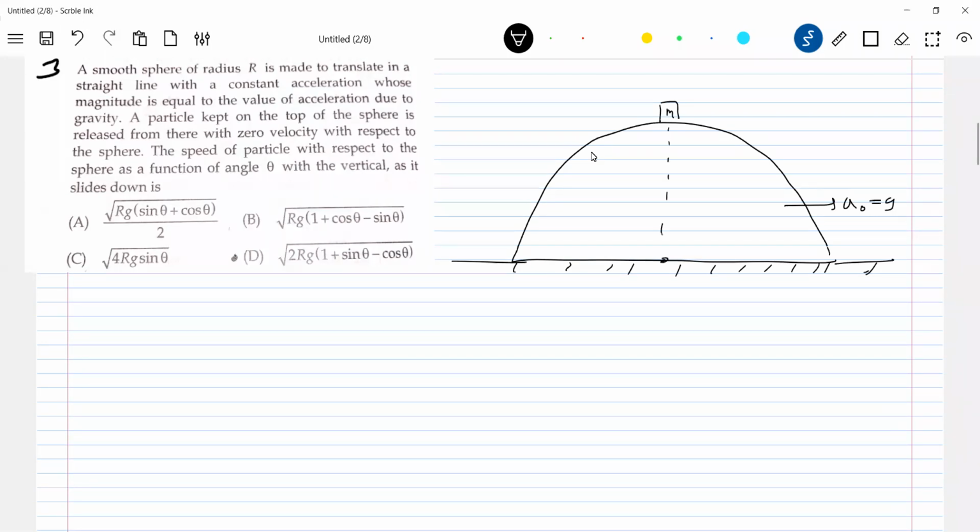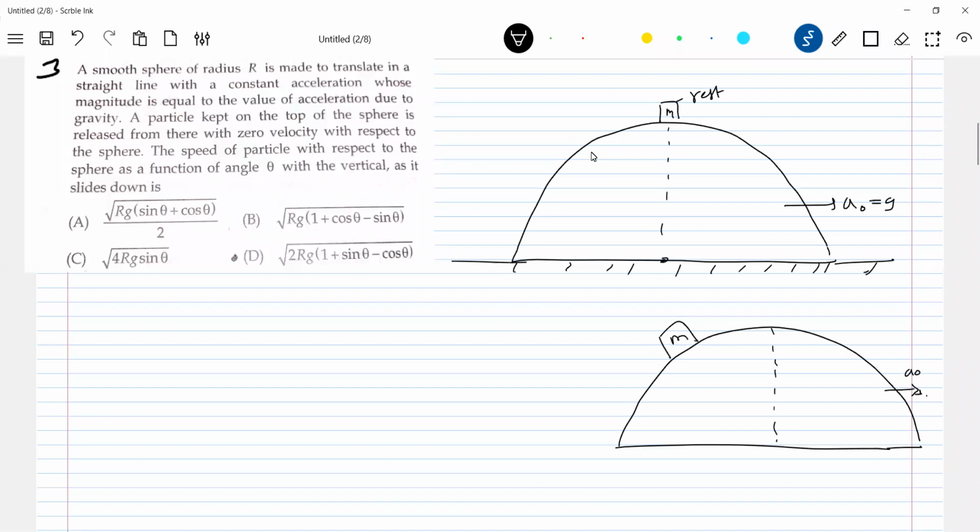So this is the smooth sphere. Anything you can write, you can take it. So this is moved here and the block is kept here. Initially, what is the state of it? At rest. Then as I start moving it, the hemisphere will undergo displacement because of acceleration. And then what makes the block slide? The pseudo force. So because of that, the position of the block will be here.